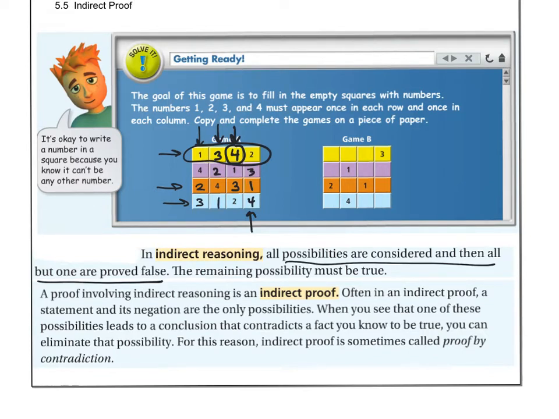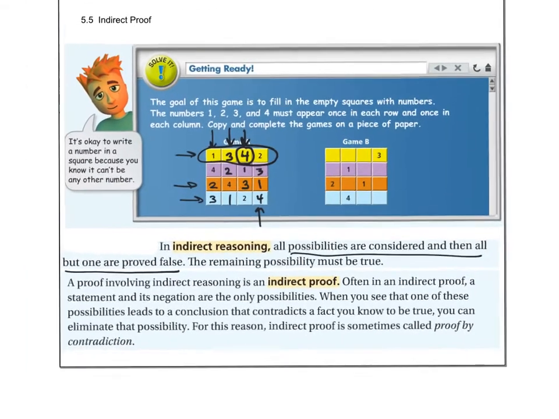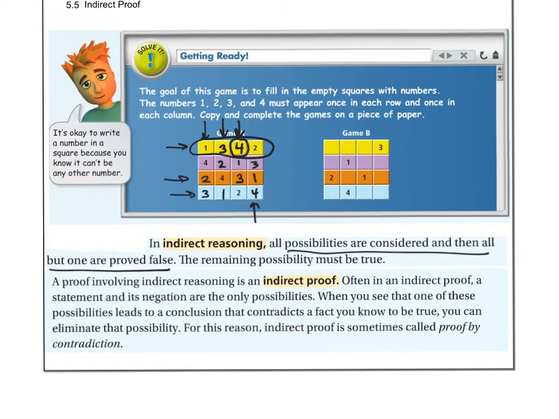And so that's our introduction to indirect reasoning, when all possibilities are considered and then all but one are proved false, and then the remaining possibility must be true. So feel free to play game B on your own. It is fun. A proof that involves this kind of reasoning is called an indirect proof. Often in an indirect proof, a statement and its negation are the only possibilities. So when you see that one of those leads to a contradiction of a fact that you already know is true, then you can eliminate that possibility, and the other one has to be true. So this is called either proof by contradiction or an indirect proof.